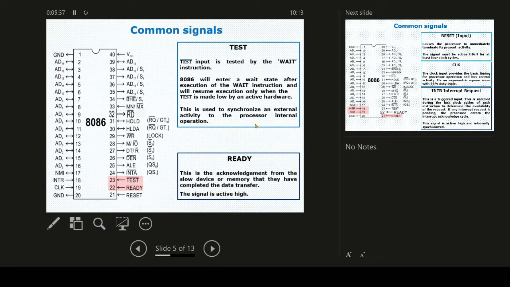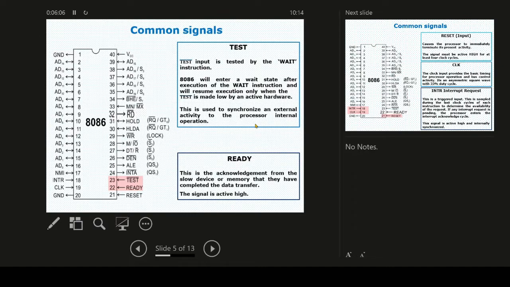So next we can see that pin number 23 is the TEST. So TEST basically, what it does is that 8086 will enter a buffer state, like it will only wait on the WAIT instruction, and it will continue with the execution only when the TEST pin is low. So when the TEST pin gets high, the processor remains in the idle state.